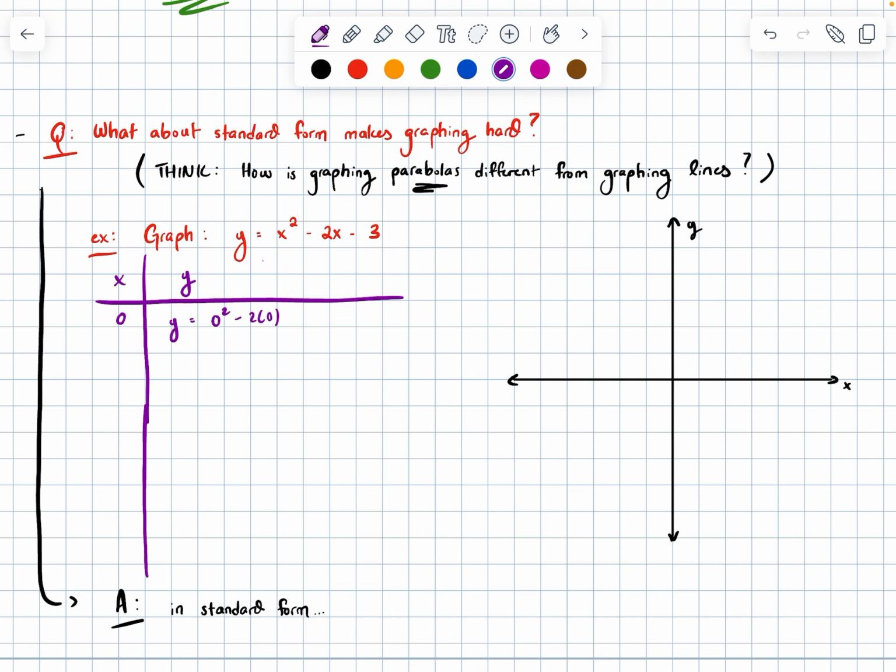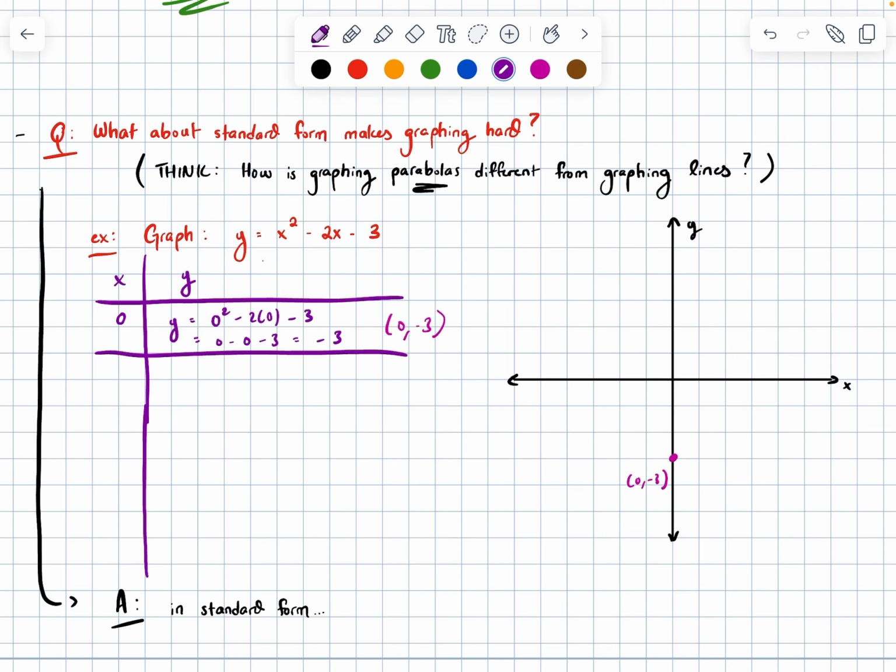So y is going to be 0 squared minus 2 times 0 minus 3, same strategy as above. Well, 0 squared is 0. Negative 2 times 0 is also 0. And then I've got minus 3. 0 minus 0 minus 3, put them all together. We get negative 3. What this, of course, tells me in context, right, I want to find points. So the point 0, negative 3 is going to be on the graph of my parabola. That guy lives right over there.